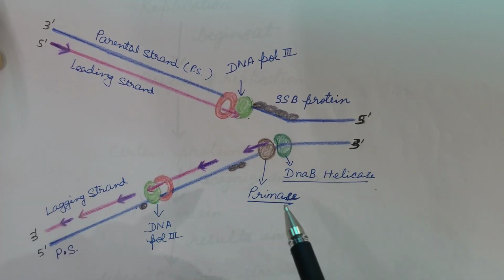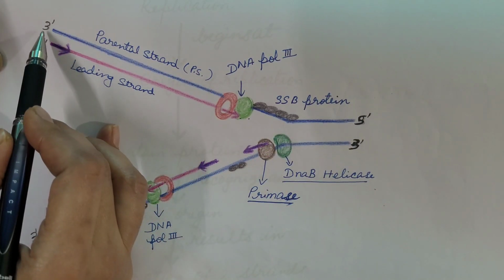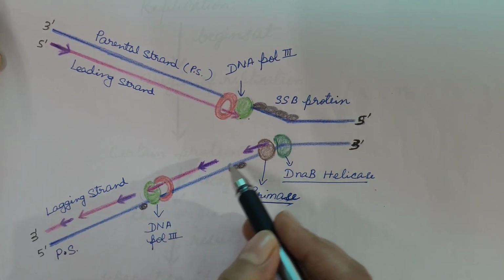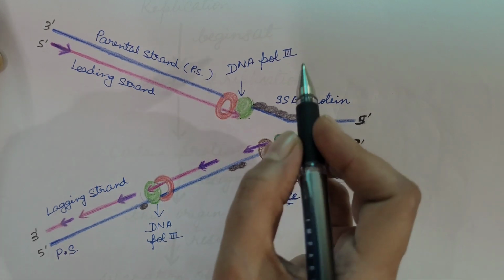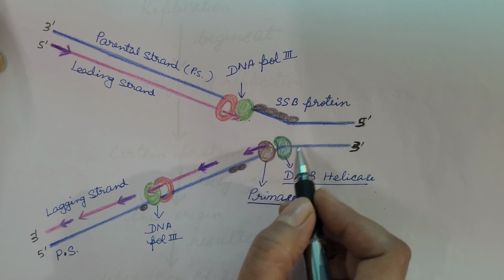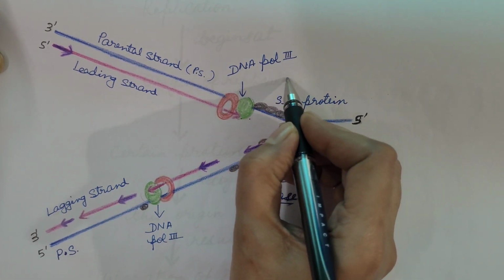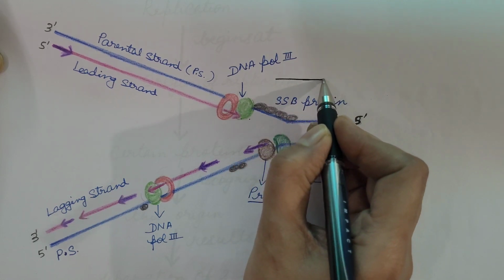So this is the parental strand. The two strands are anti-parallel. One has 5' to 3' in this direction and the other has 5' to 3' in this direction. This is the replication fork. Helicase enzyme separates the two strands of the DNA. Hence, the replication fork moves in this direction.